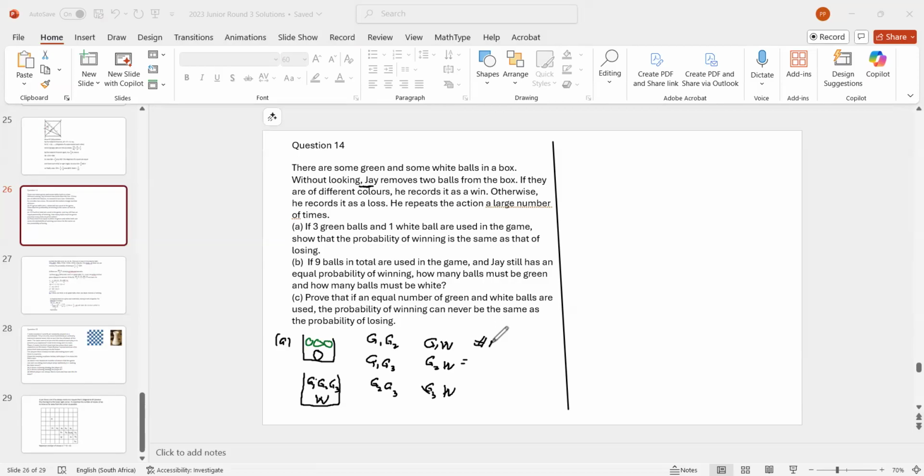Right? Number of wins equals number of losses. That's 3 each. Okay, so equal. The probabilities are the same. You have the same chances of winning or losing. Okay, so let's get on to the next part.